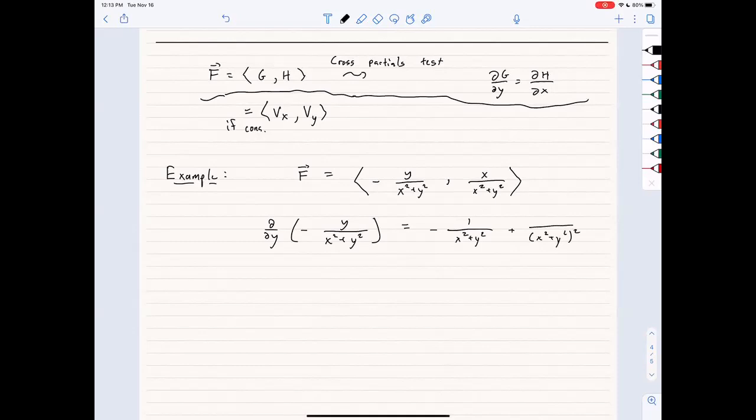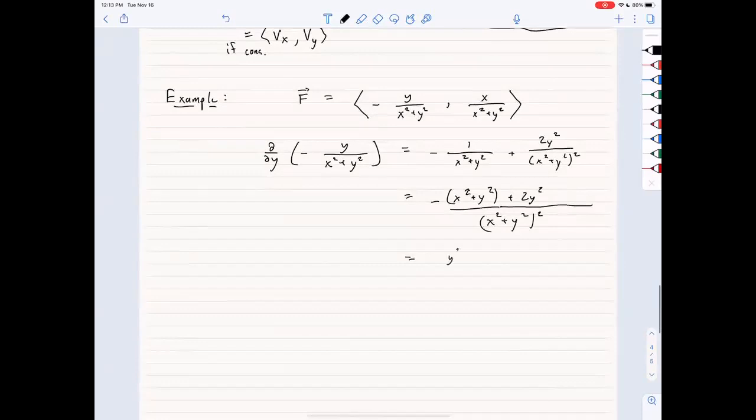I've got a 2y squared. Tell me if I'm making a mistake here. So I get a negative, I'm going to make a common denominator, x squared plus y squared over x squared plus y squared, plus 2y squared over x squared plus y squared, squared, which will give me y squared minus x squared over x squared plus y squared, squared.